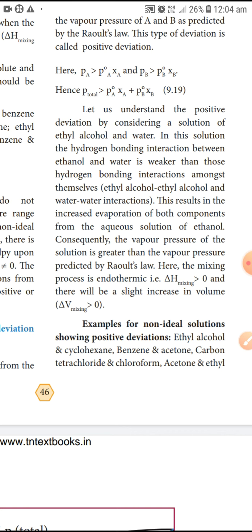So here heat and volume are changed. Del H is greater than 0, that is an endothermic reaction, absorption of heat. Volume is also slightly increased, so del V is greater than 0. Examples of non-ideal solutions with positive deviation: ethyl alcohol and cyclohexane, benzene and acetone, carbon tetrachloride and chloroform, acetone and ethyl alcohol, and water.